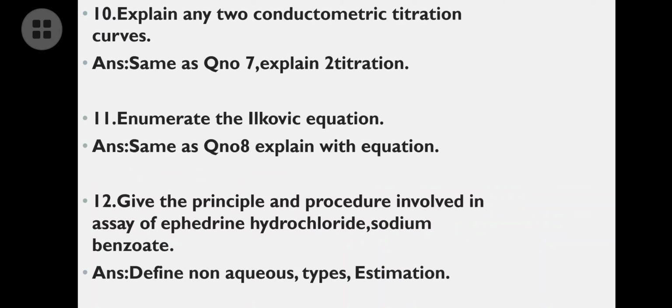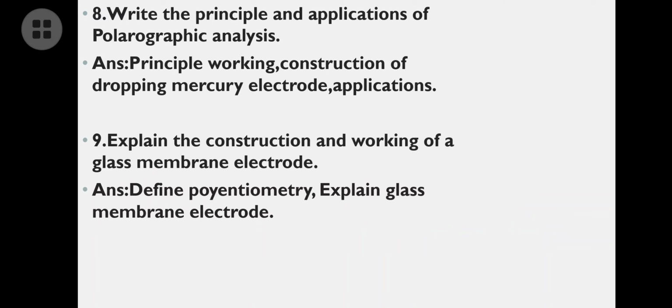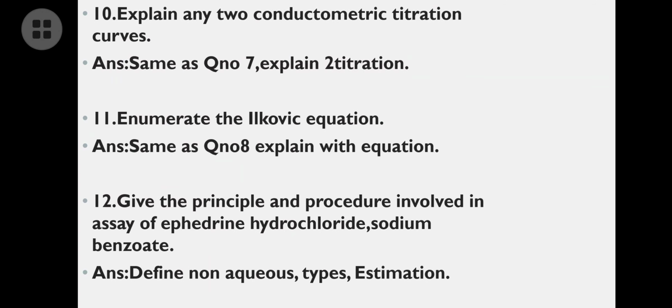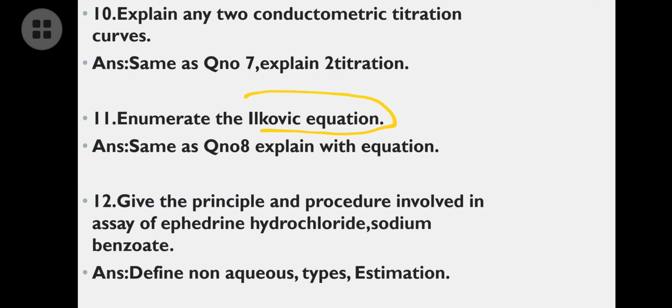Ilkovic equation, that is also the same as question number 8. Question number 8 says to write the principle and application of polarographic analysis. You have to explain the dropping mercury electrode and write the equation, which you have to remember. With the equation you have to explain the terms, and write the full form of that particular equation. You have to write the points for that. That is very important in the Ilkovic equation.